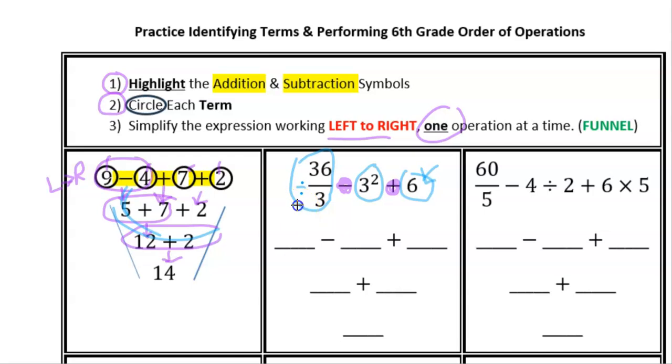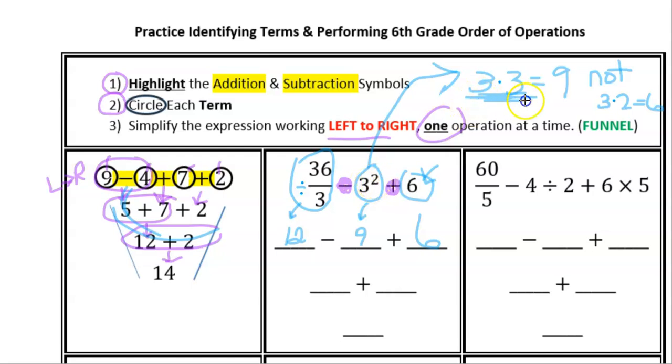So I want you to pause the video. I want you to simplify these terms, and 6 is done. So we're just going to bring it down because it's already simplified. So pause, do these 2 math problems, and write them on the lines and then turn it back on to see if you got it correct. So 36 divided by 3 is 12. Now I've got a number there. 3 squared is 3 times 3, which is 9. If you had a 6 here, you got confused about your exponents.